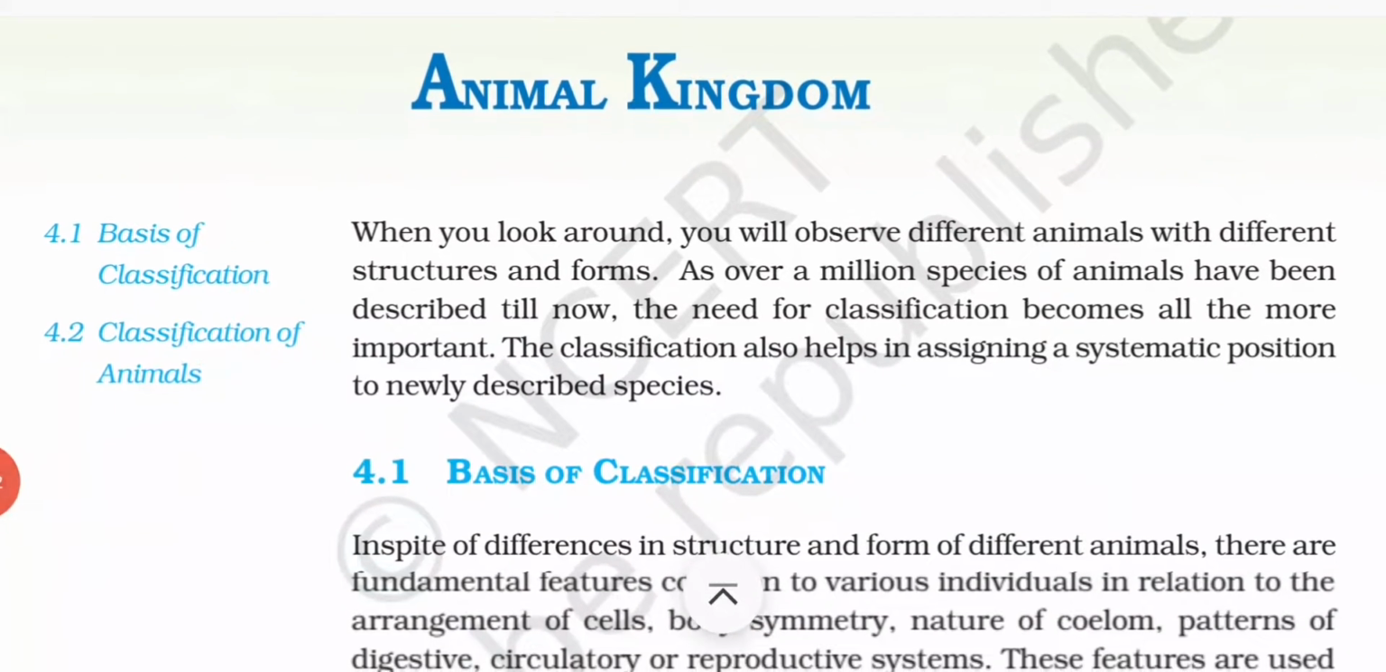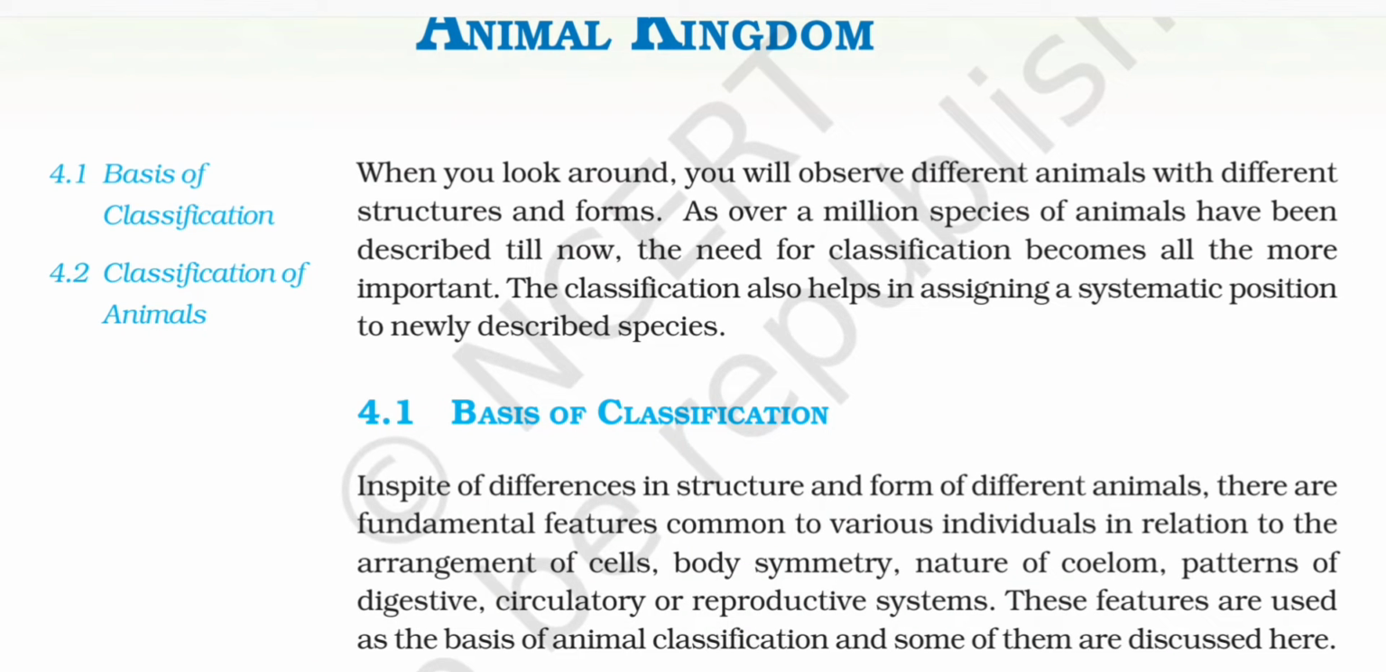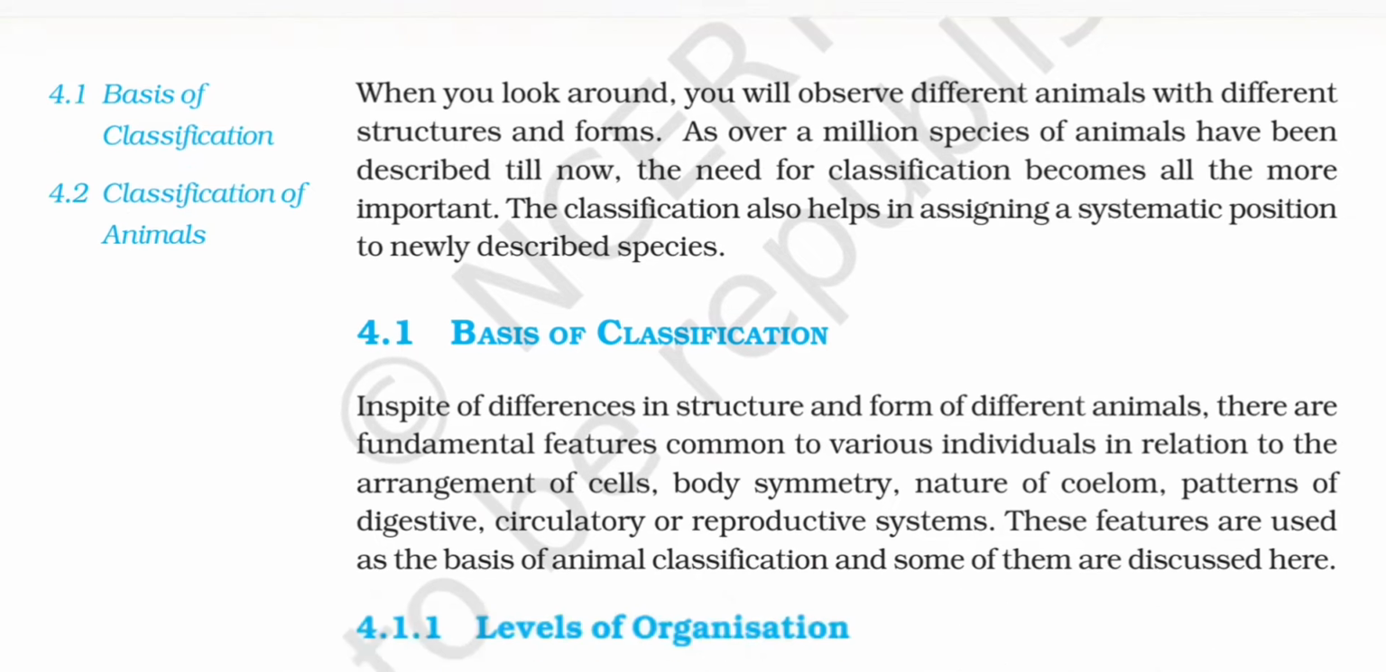Chapter 4 Animal Kingdom. When you look around, you will observe different animals with different structures and forms. As over a million species of animals have been discovered till now, the need for classification becomes all the more important. The classification also helps in assigning a systematic position to newly described species.